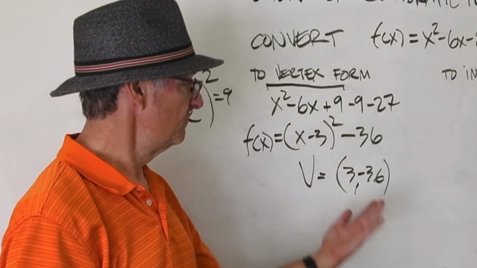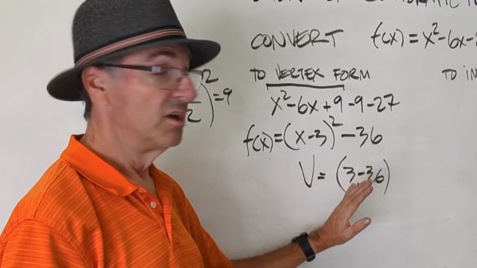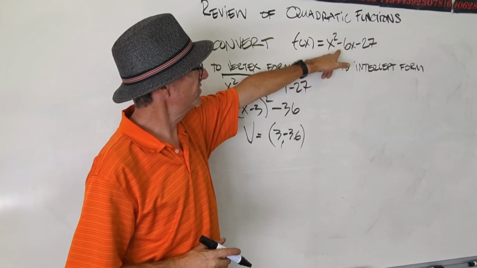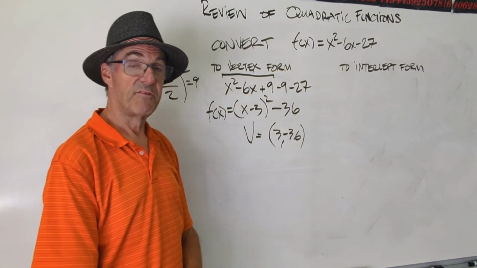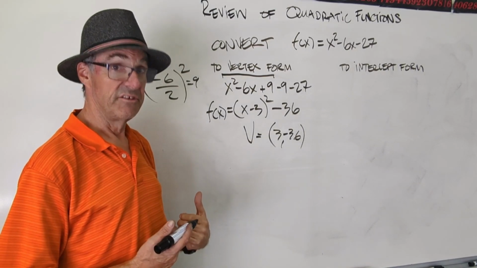State the vertex. There you have it. There's my vertex. I switch that sign, bring that one down. So that's all I need you to do with the vertex form. Now I want you to go ahead and convert this same function to intercept form. You might need to look at what intercept form is, pause the video, and do that.